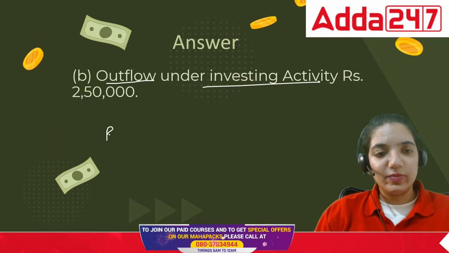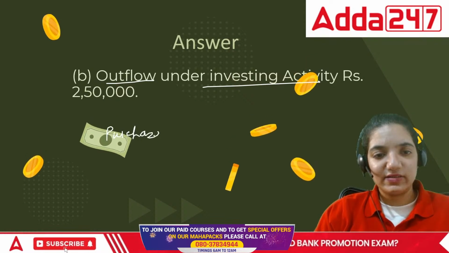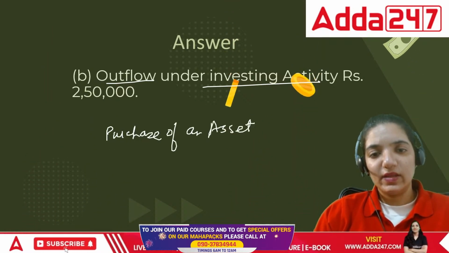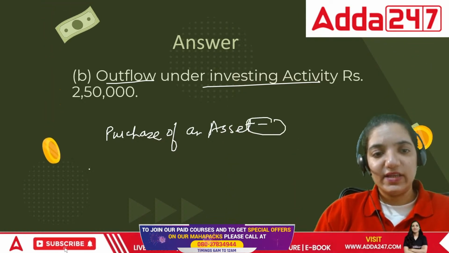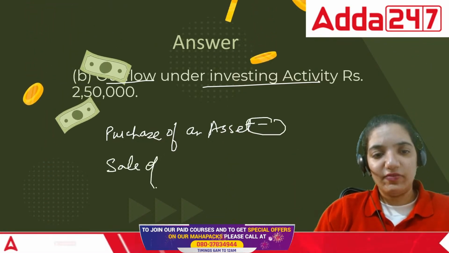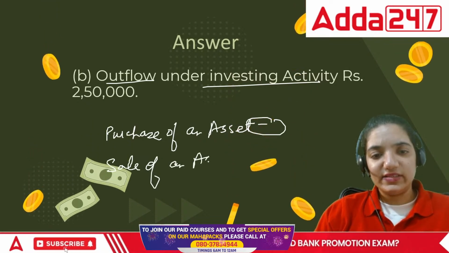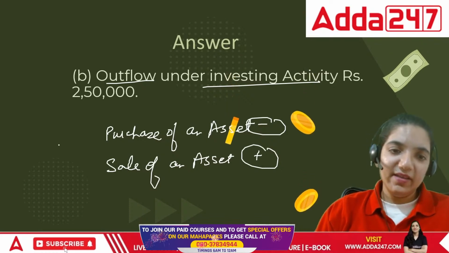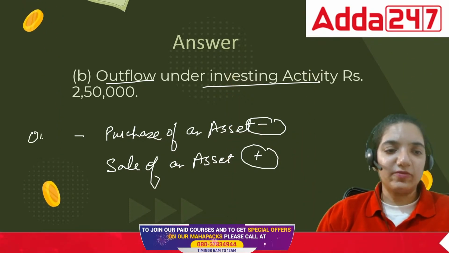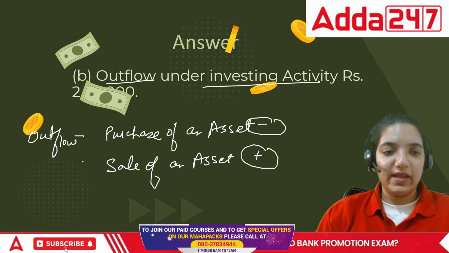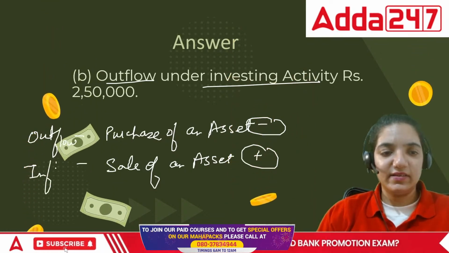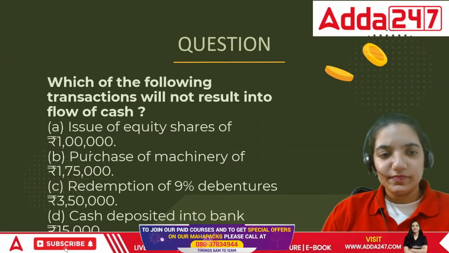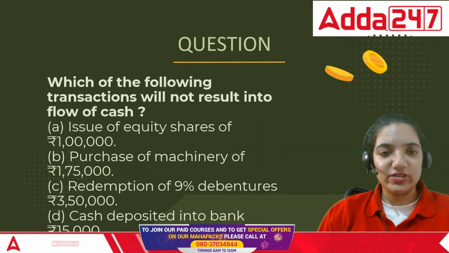It is shown purchase of an asset is minus and sale of an asset is plus. Why? Because in this case it is an outflow and in this case it's an inflow. Here comes the next question.